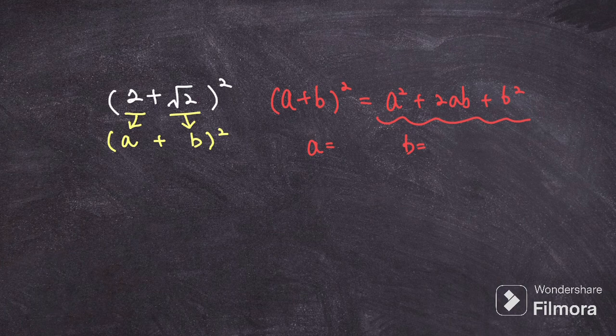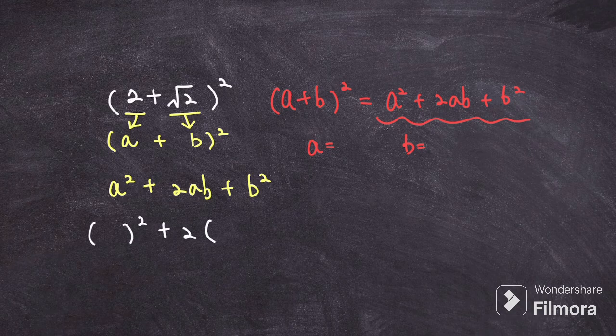Because we could put these two numbers in (a plus b) squared format, we can plug those numbers back into our formula, a squared plus 2ab plus b squared, where our a is equal to 2 and b is equal to square root of 2. So let's go ahead and do that. A squared plus 2ab plus b squared, and a is 2, b is square root of 2.